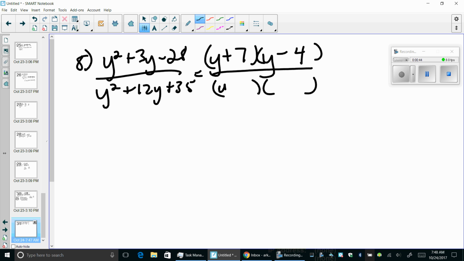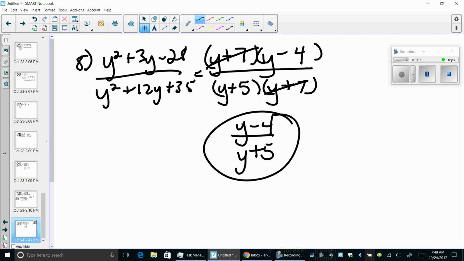In the bottom, I'm going to have a y and y. I need two numbers that multiply to give me a positive 35 and add together to give me a positive 12. So that would be positive 5 and positive 7. All right, so I have a y plus 7 and y plus 7 on the top and the bottom. And so my answer is y minus 4 over y plus 5. And I'm done. Can't cancel the y's because they're a term, not a factor. So my answer for number 8 is D, y minus 4 over y plus 5.